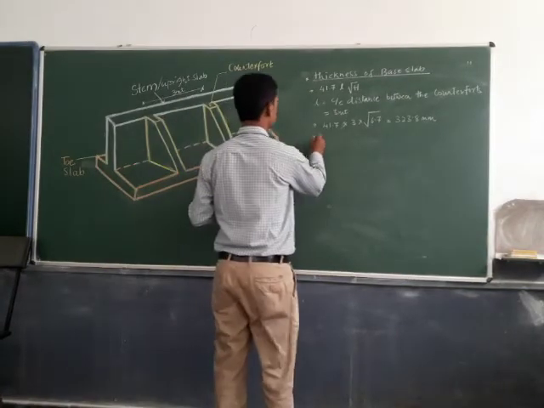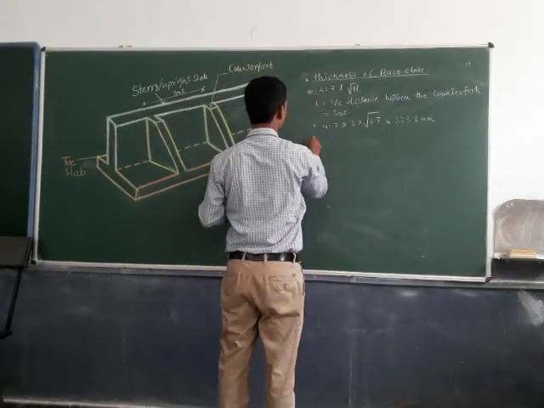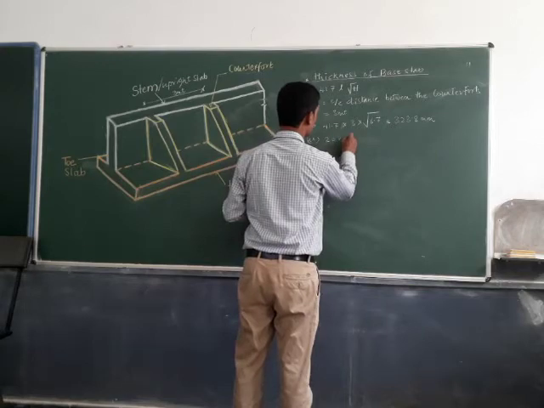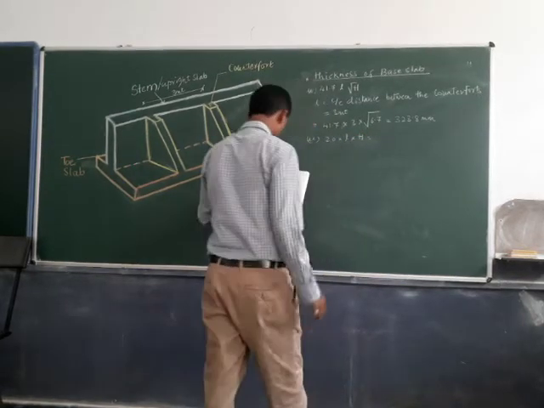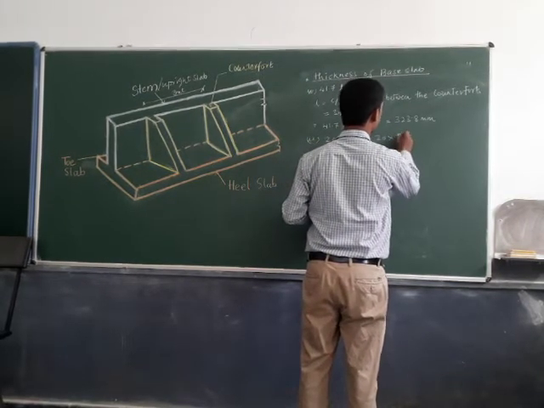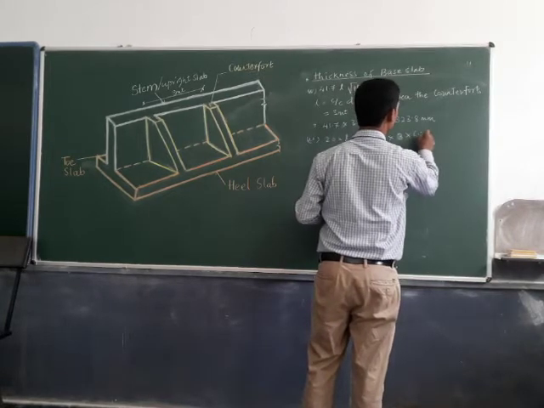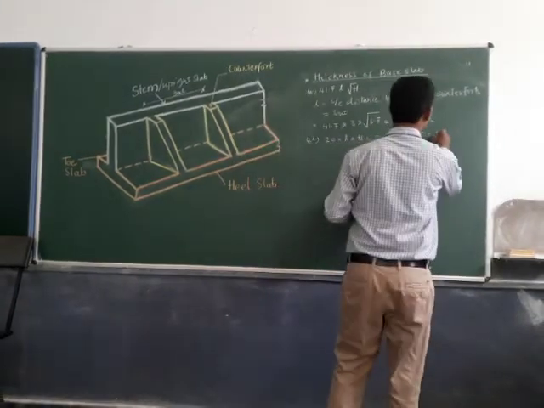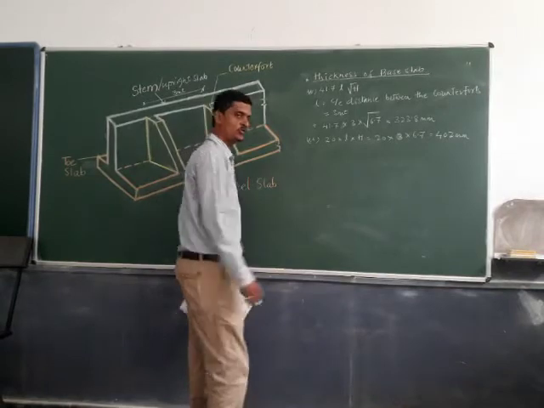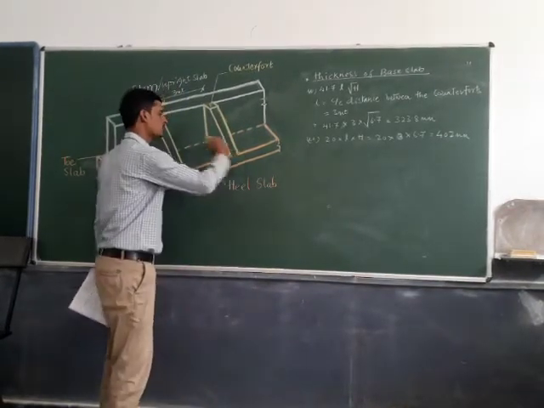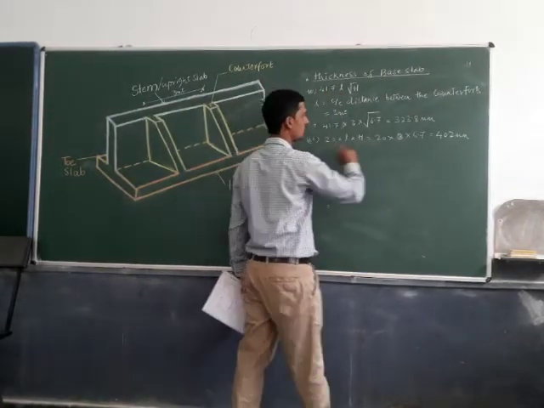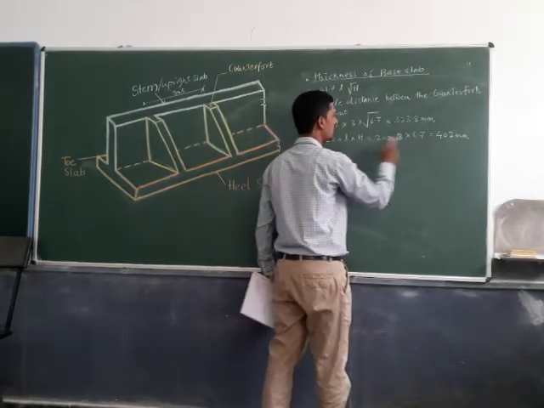And one more we have, the second. This is the first, and the second is 20 into L into H. So 20, L is 3 meter, and height is 6.7. So we get this as 402 mm. So we have to assume the thickness of the base slab between these two. First we obtained 323.8 and second we obtained 402 mm.